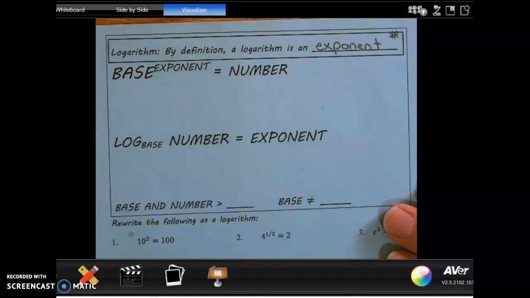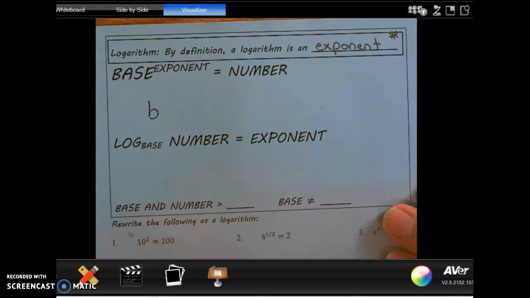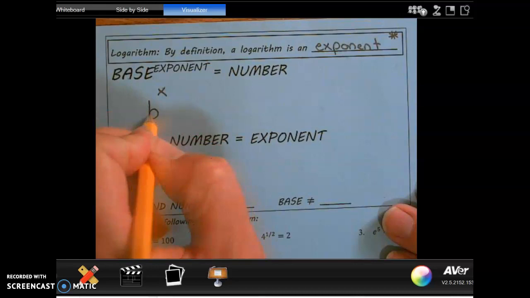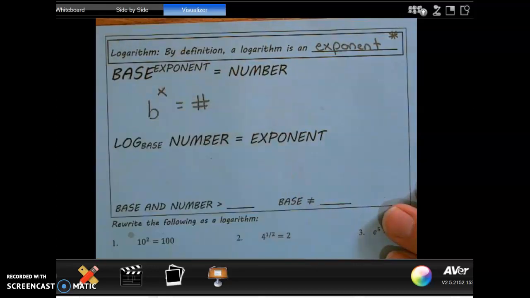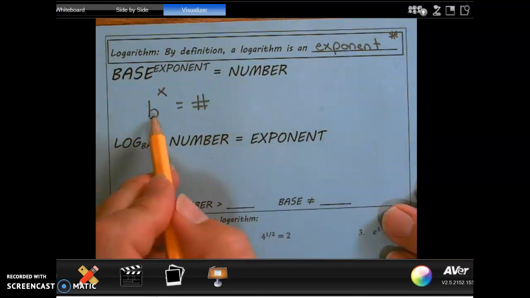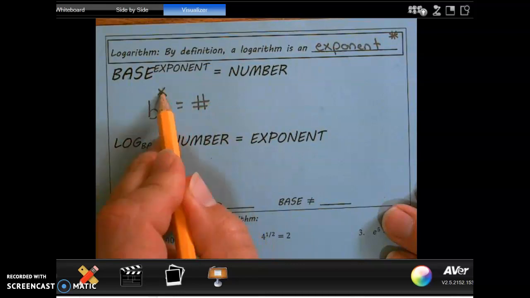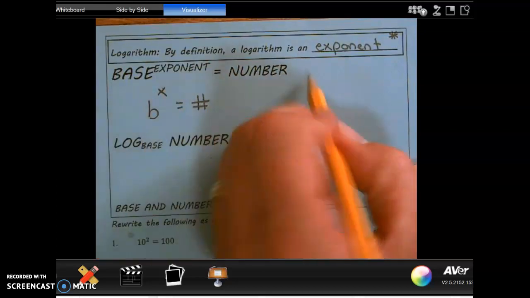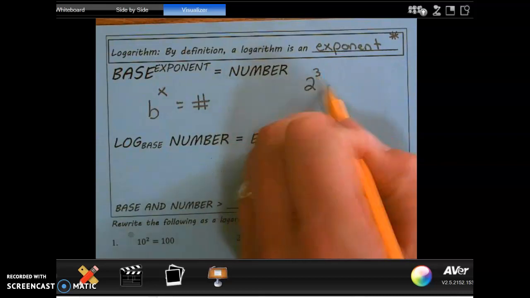Okay, so first of all, if we have some base, we'll call that b, raised to an exponent, we'll call that x, it's going to be equal to some number. And so this is an exponential format. Some base raised to an exponent equals a number. For example, we could have base 2 raised to the third power equals 8.